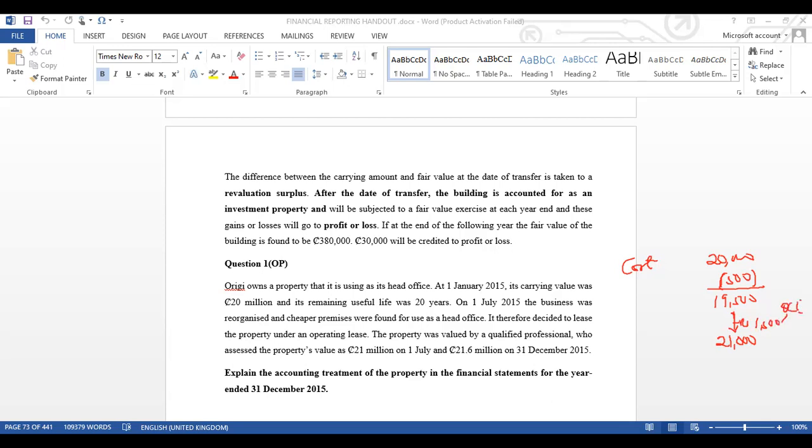And then afterwards, in December, it was revalued again. And the revaluation surplus I had was 600,000. That will go to P&L. That's very good. So all you need to do is to keep at it and work with speed.